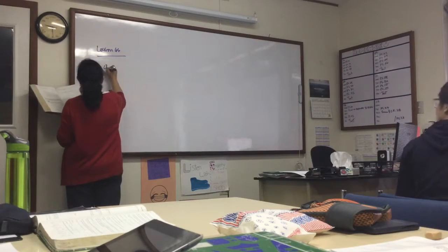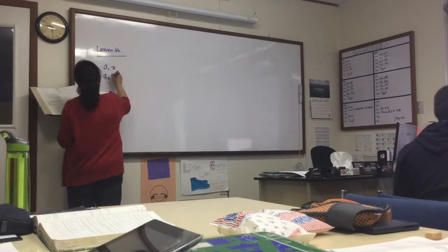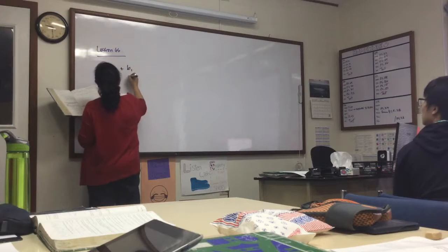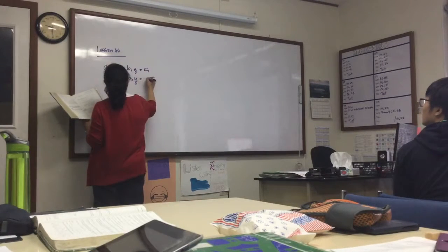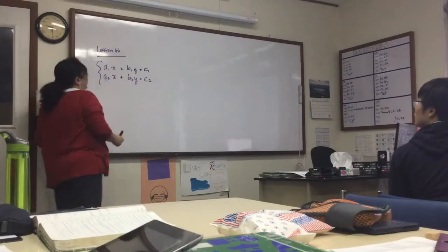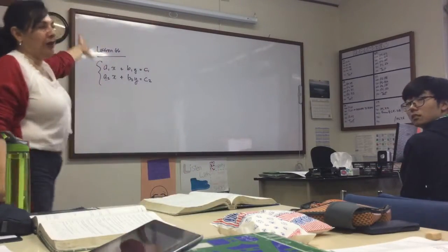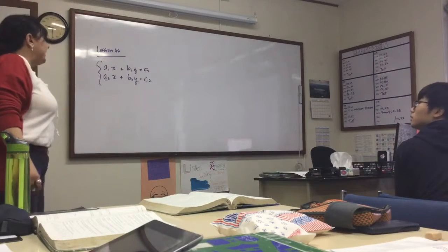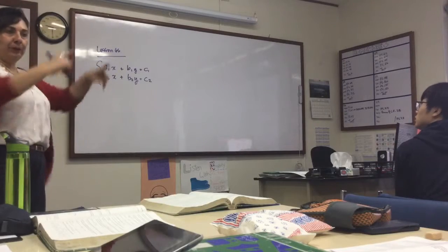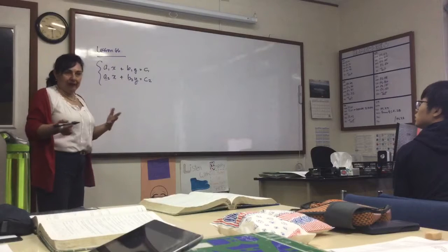If I have this, you recognize it as a system of equations for linear equations, right? They're both lines. So if I tell you to solve for x and y, you know you're finding the point of intersection. And if I have numbers, you would do elimination, right?